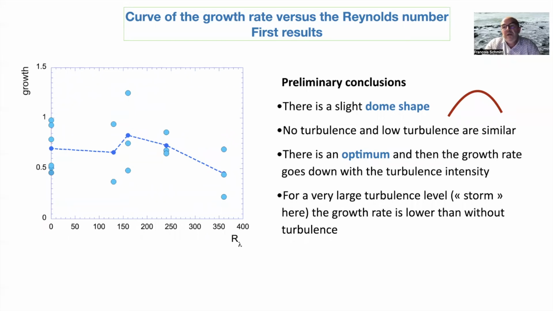With no turbulence and low turbulence, we have more or less the same growth rate. There is an optimal for a given Reynolds number, which is a medium level. And when we have a very large turbulence level, corresponding to a storm in the system, in fact, the growth rate is lower than without turbulence.